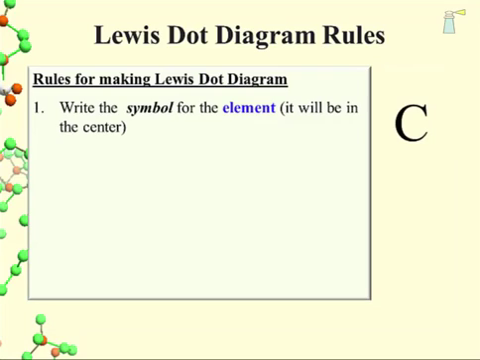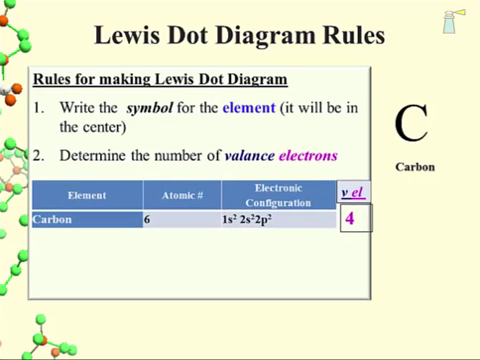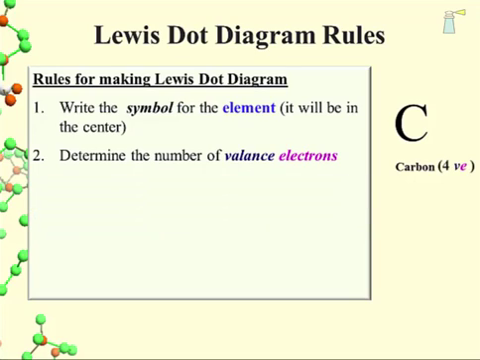We start by writing the symbol of the element. Carbon has offered to go first. Find the number of valence electrons for carbon. Referring to its electronic configuration, we see that the electrons coming after the last noble gas are 2s2 and 2p2. 2 plus 2 equals 4. Carbon has 4 valence electrons. The dot diagram will have 4 dots.